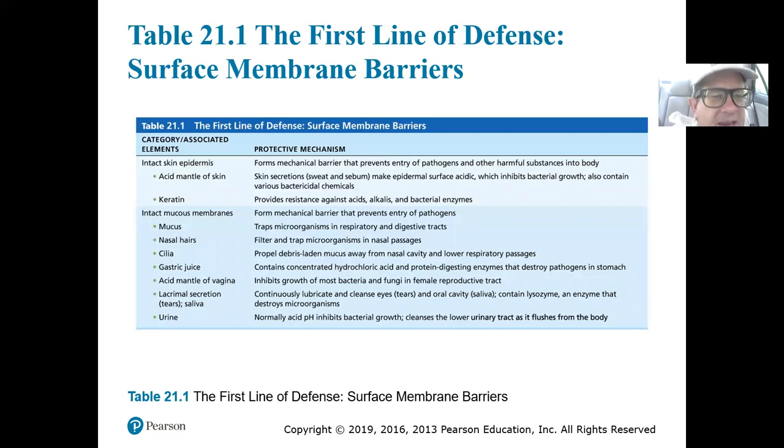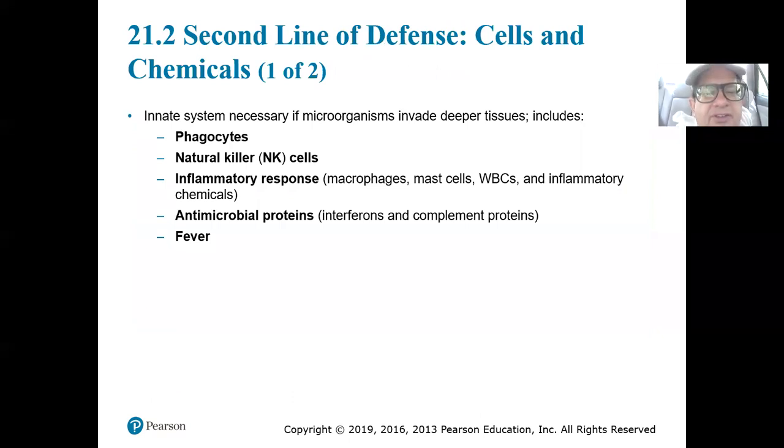Okay, here is Table 21-1 that summarizes everything we've said on the last few slides. Know it, I will be making questions based on it. All right, your second line of defense, this is still part of the innate defenses. This is not adaptive stuff that is specific for a specific pathogen. Anyway, the innate system is what comes into play if the microorganisms get past the physical barriers. So if they get past the skin, if they get past the mucosa.